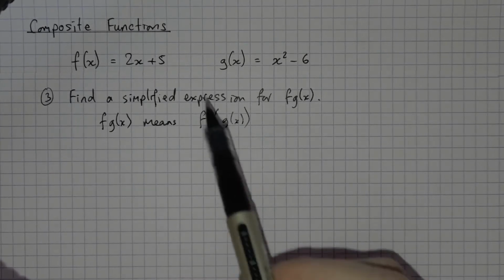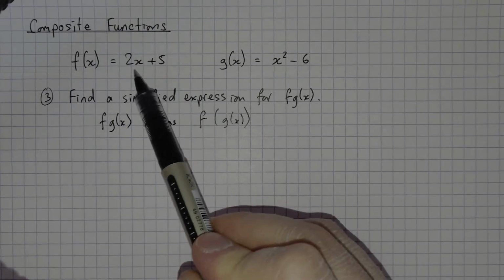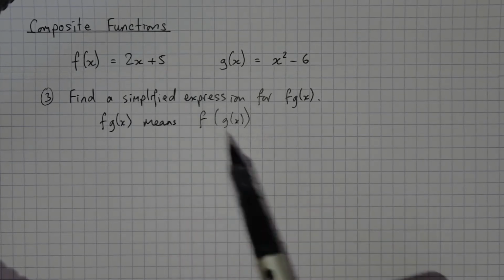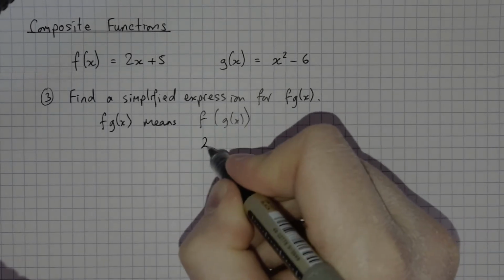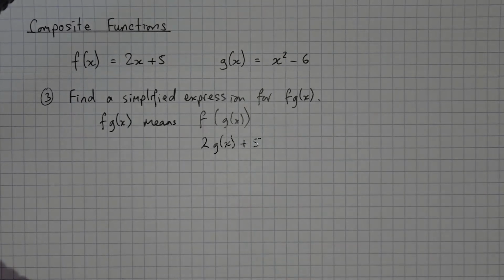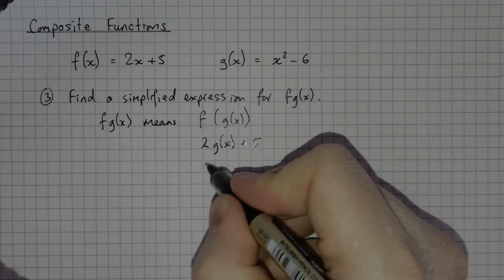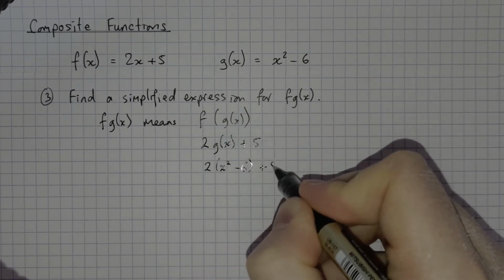Well, doing f is doubling the input and adding 5. So let's do f to g of x. Let's double the input, it's 2 lots of g of x, and now let's add 5. This is the point that I would replace g with its definition if I were you. So the definition of g is x squared minus 6, so it's 2 lots of x squared minus 6.